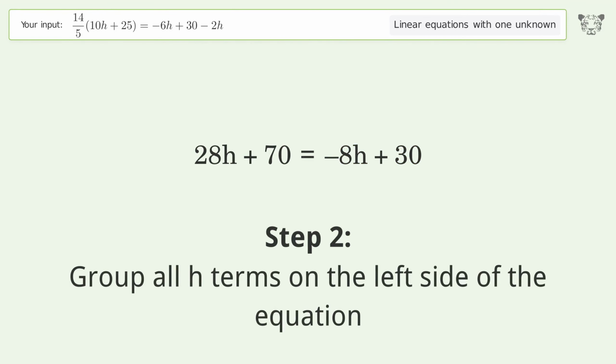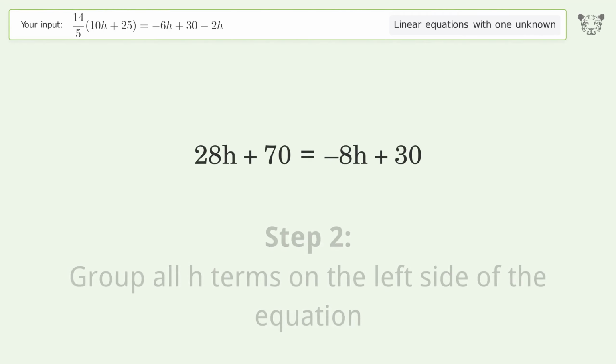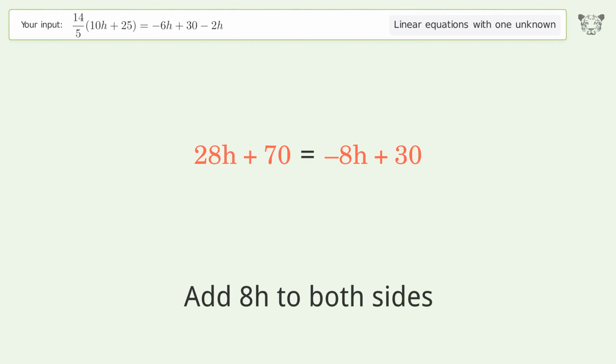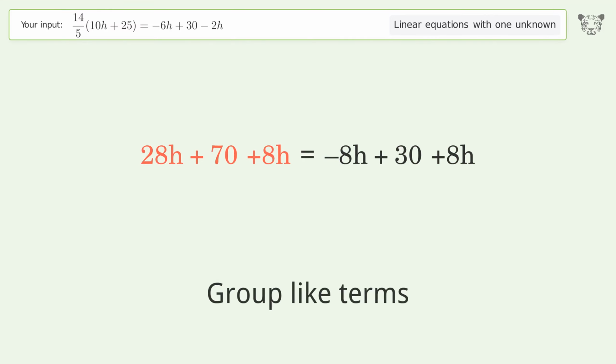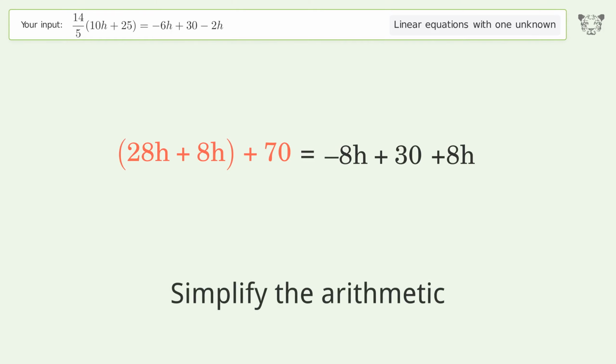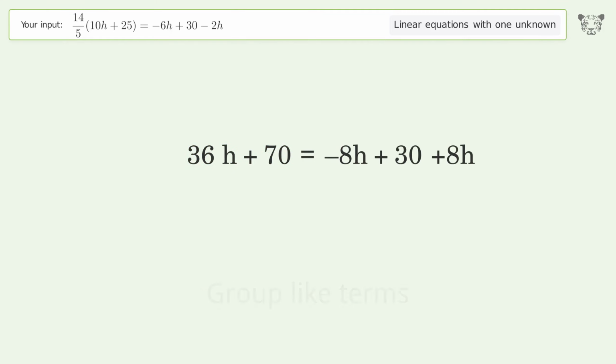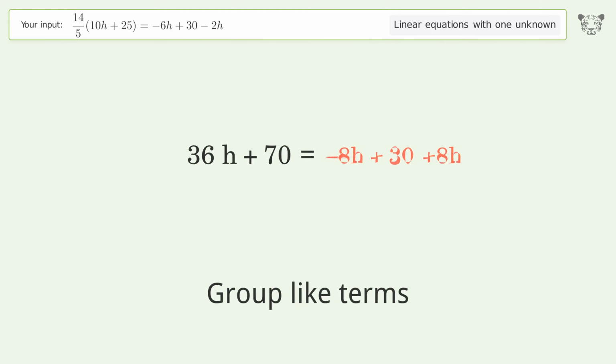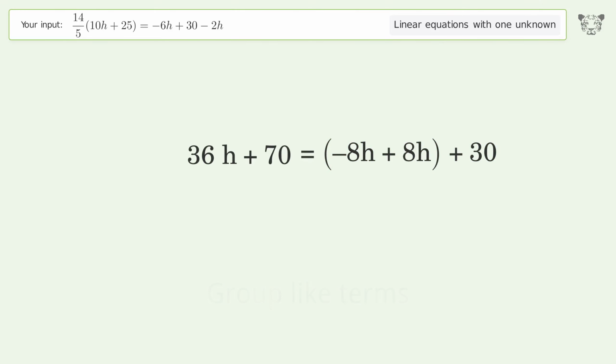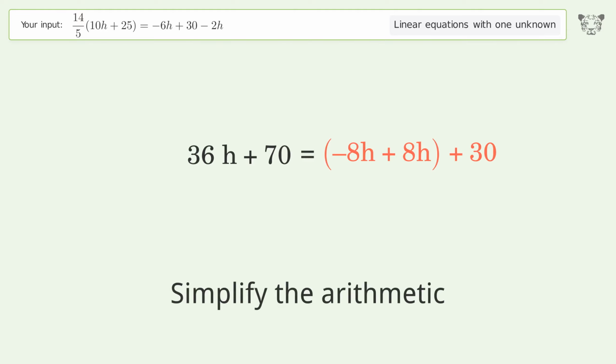Group all h terms on the left side of the equation. Add 8h to both sides. Group like terms. Simplify the arithmetic. Group like terms. Simplify the arithmetic.